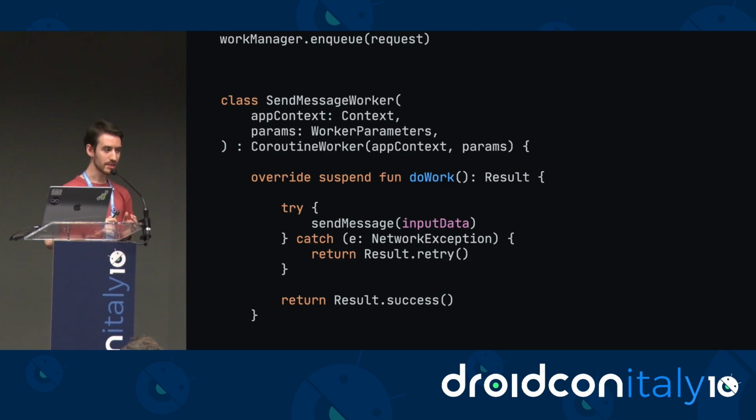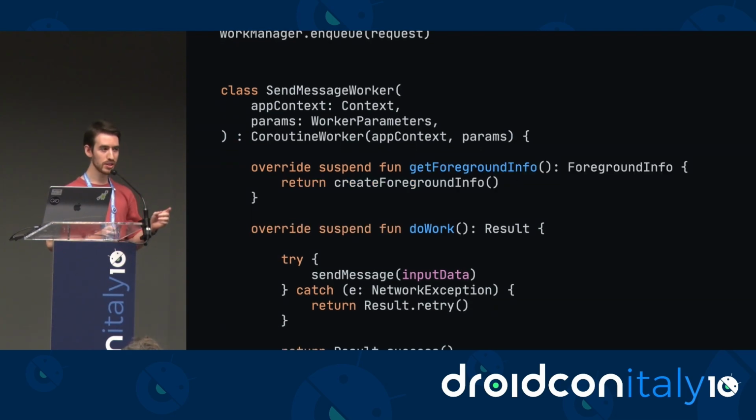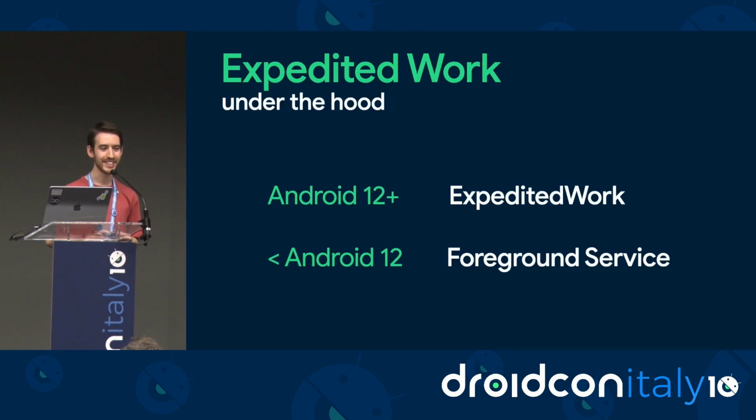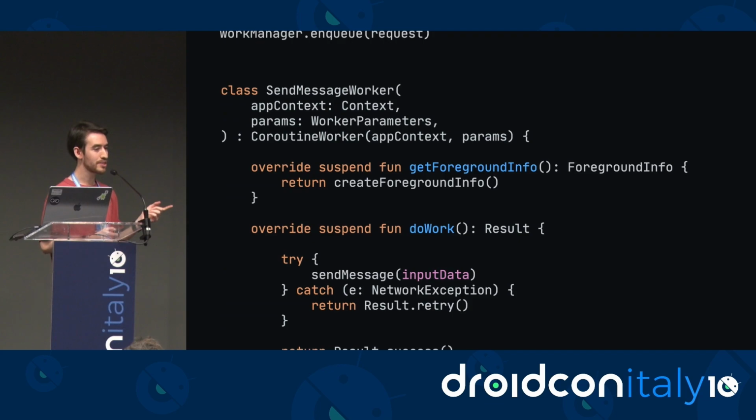There is another thing that you have to be careful about in this case, which is you have to override this method, which is getForegroundInfo. Why? Again, because we have to see what happens under the hood of WorkManager. So expedited work is a new feature of JobScheduler, which is available only on Android 12 and above. Below Android 12, the WorkManager still runs a foreground service on your behalf. So if it runs a foreground service, it needs a notification. So if you don't override this method, your service will crash on Android 12 and below.